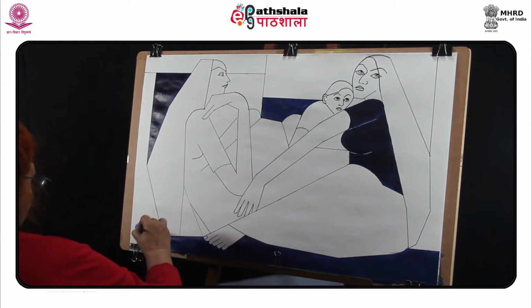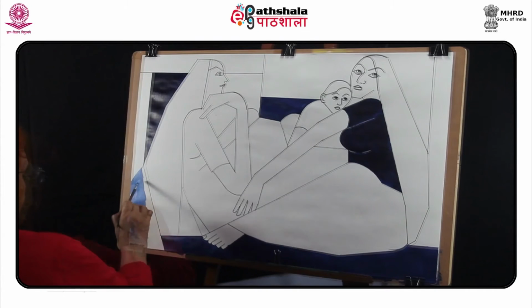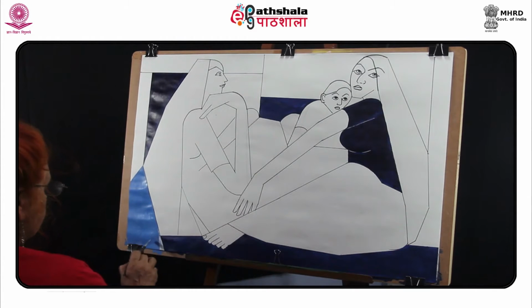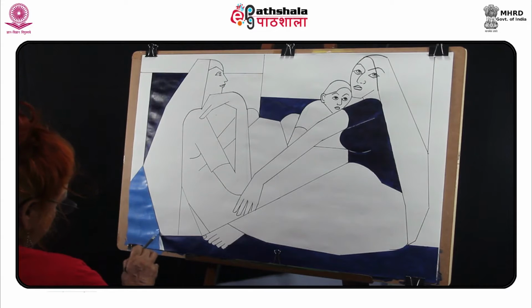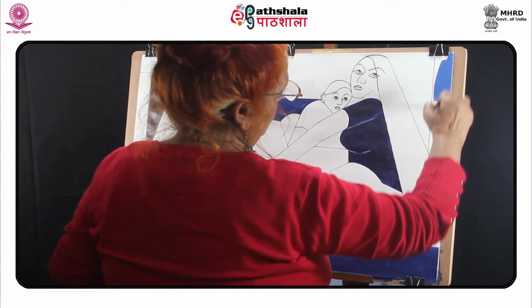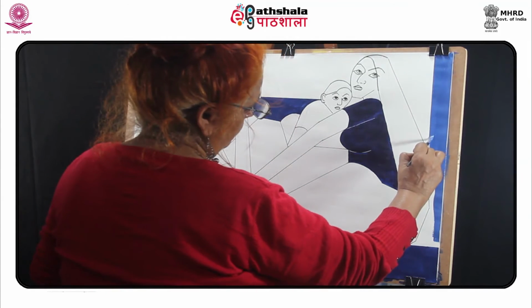Now I mix another light tone and apply. I apply this color at the right side horizontal form. The same color I use at the left side, which will keep the balance in the composition.